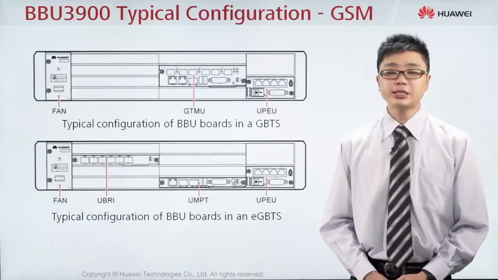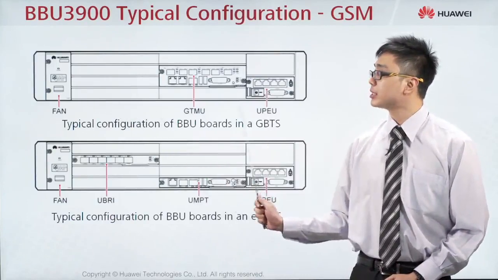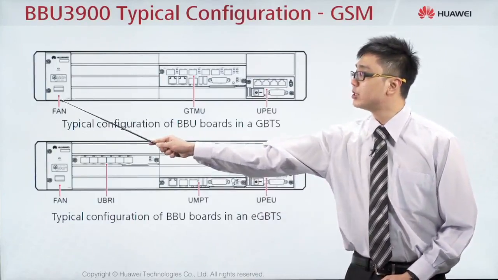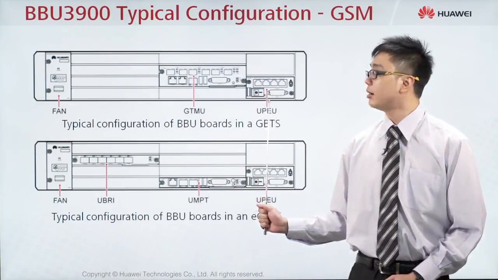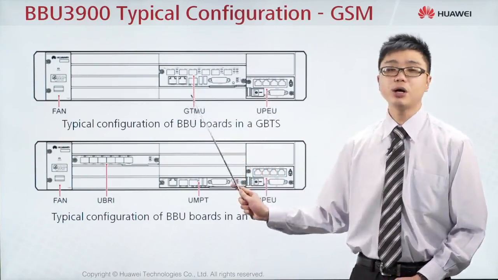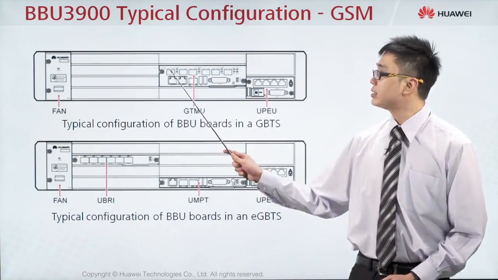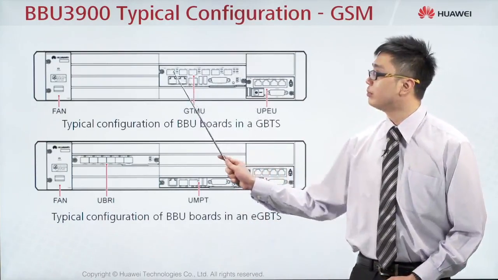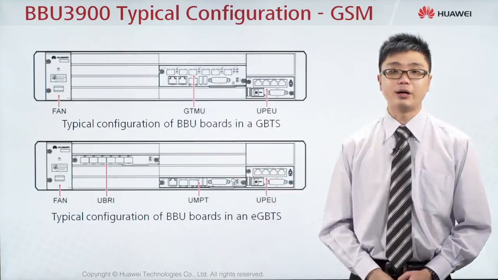Now, let's say for example, if your BTS, the BBU, only supports 2G, this is an example of the boards that you can put inside. You can put a fan here, which is mandatory, a UPEU, which is the power supply and external alarm, and then you need to have a manager board inside here, which is the GTMU. How about the baseband processing? Baseband processing is located at this upper position, which is at slot number 5 here. So slot number 5 at this position is the one that connects to your RF.